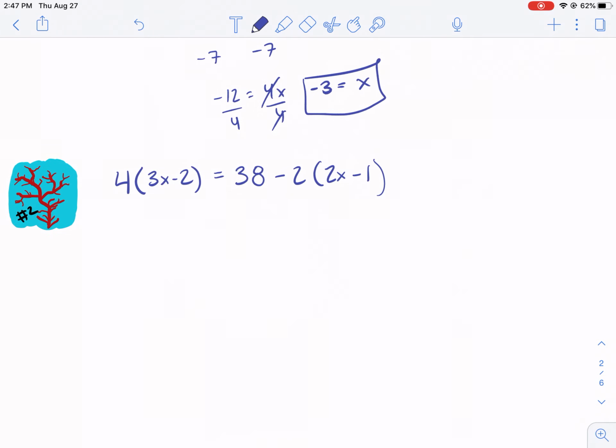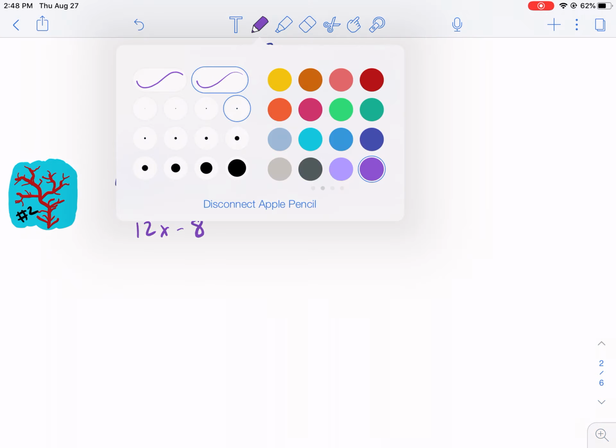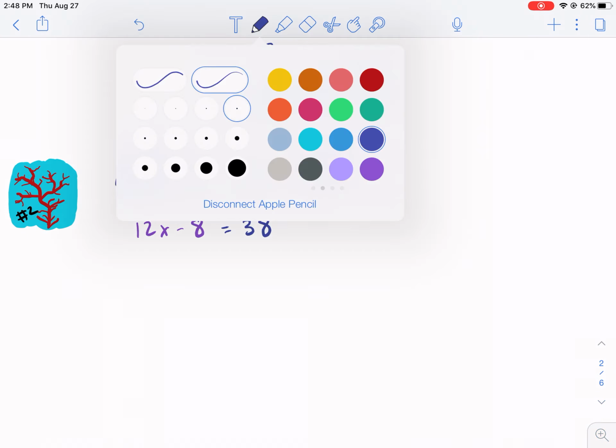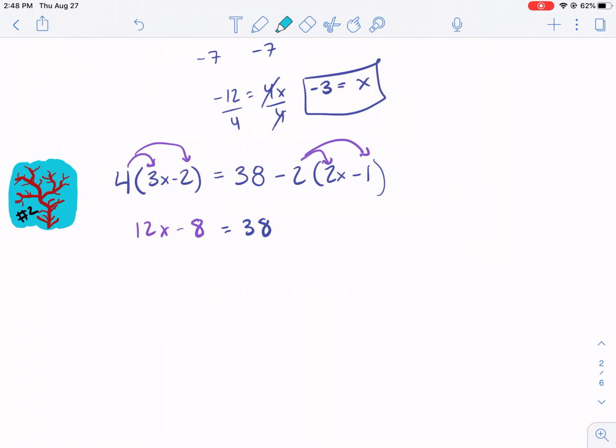Moving on to the next one, anytime you have parentheses, most of the time it's going to make sense to distribute. Okay, so we're going to use the distributive property to multiply the number outside the parentheses by each term inside. If there were 3 terms, we would need to multiply it by all 3 terms. So we have 12x minus 8 equals, what does it equal? It equals 38.